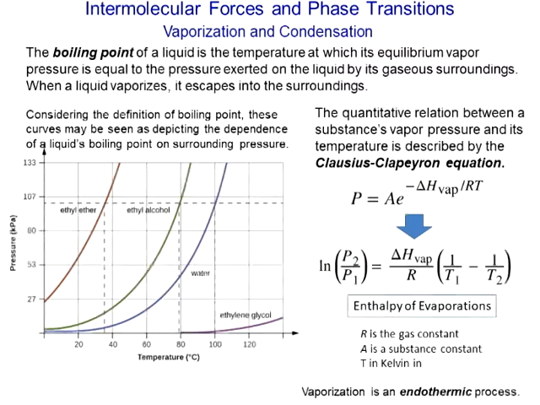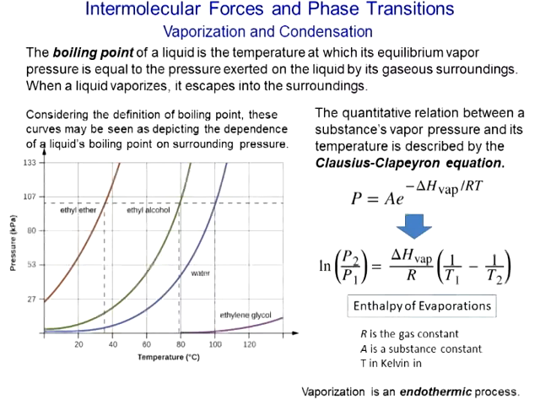We can use this information to determine how much energy is required for a material to enter the vapor phase, or at what temperature or what pressure. And we do that quantitatively by what's called a Clapeyron equation. So, the quantitative relationship between a substance's vapor pressure and its temperature is described by this Clapeyron equation.